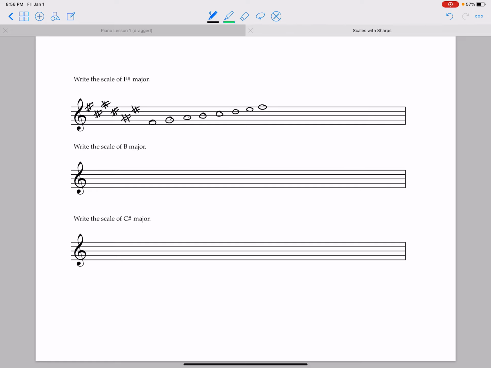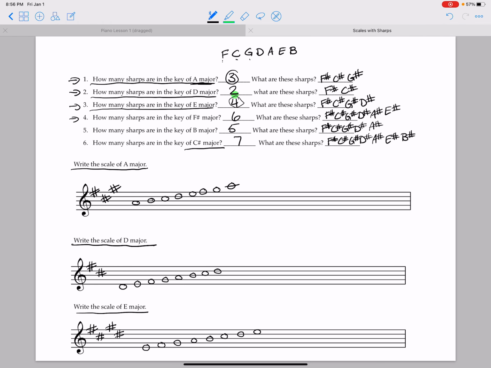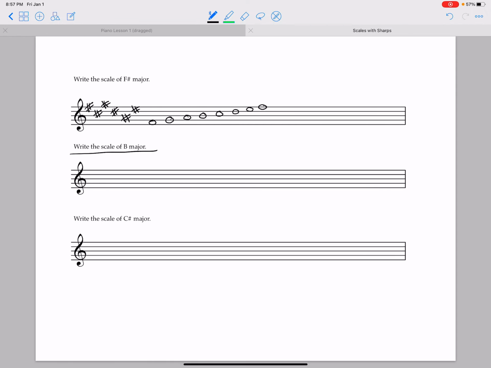All right, now we're going to write the scale of B major. That's the same as question 5 right here. So we have 5 sharps, and they're F sharp, C sharp, G sharp, D sharp, and A sharp. So let's write that in here. F sharp, C sharp, G sharp, D sharp, A sharp. There we go. Those are our 5 sharps.